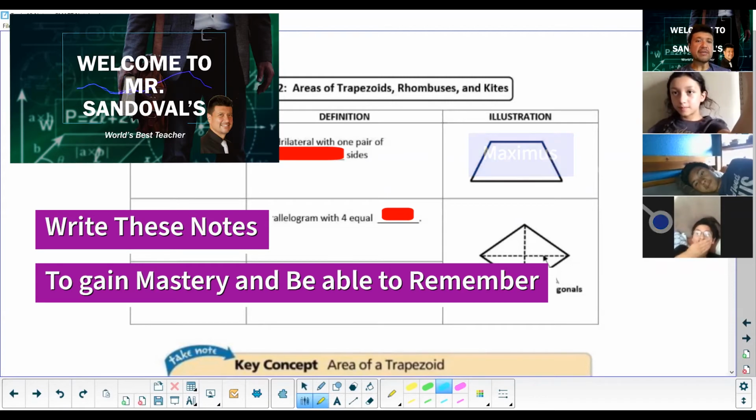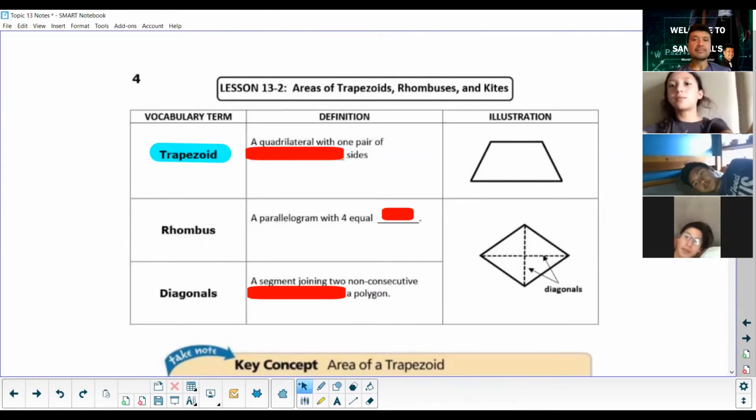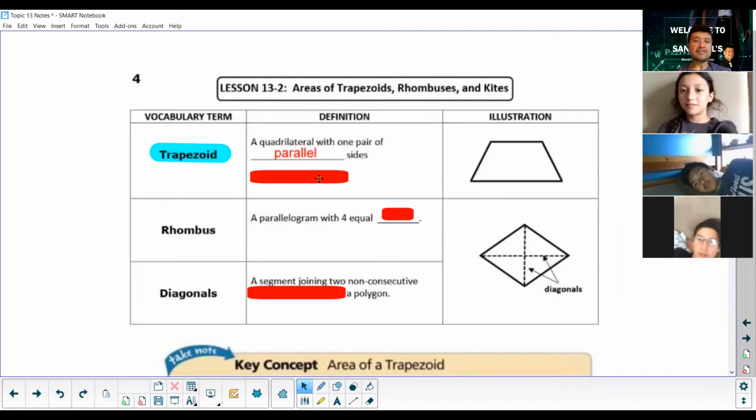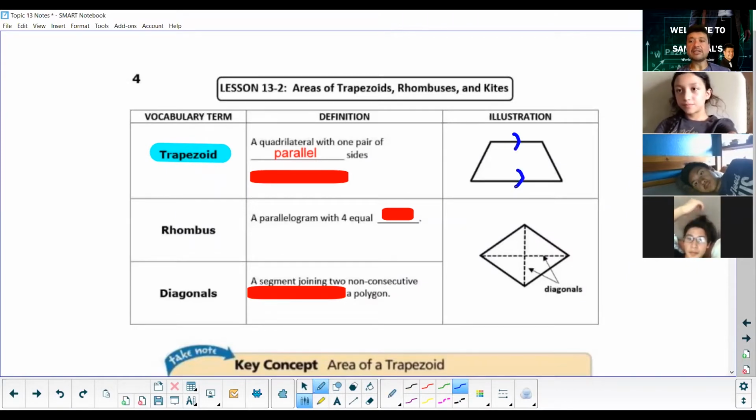Why don't you read the vocabulary term of trapezoid? Trapezoid, a quadrilateral with one pair of parallel sides. Awesome. So you're guaranteed that with the trapezoid, there are two sides that go in the same direction. Notice how these other sides do not go in the same direction? That's the reason why this is known as a trapezoid.